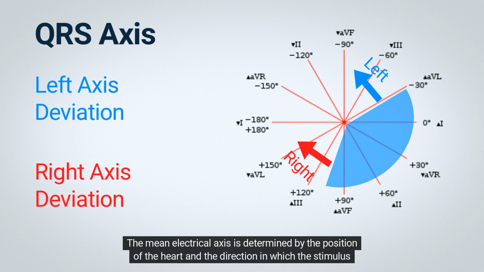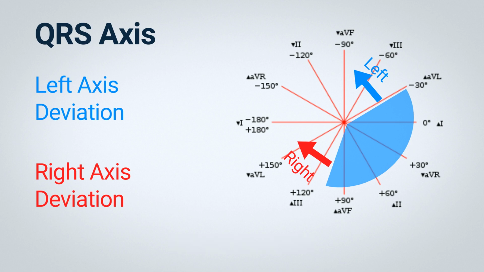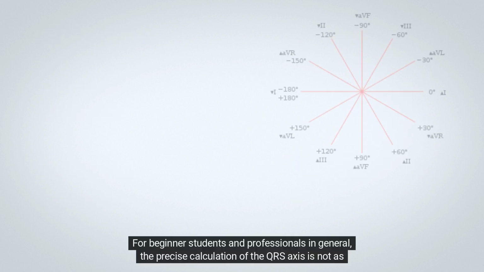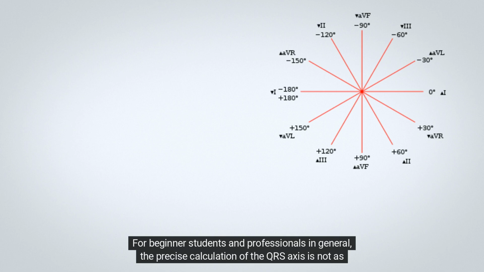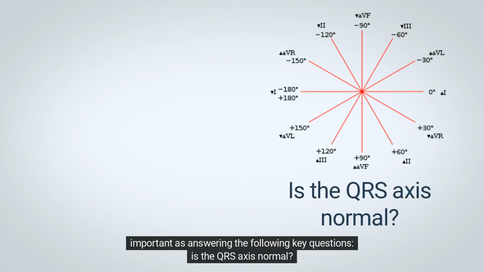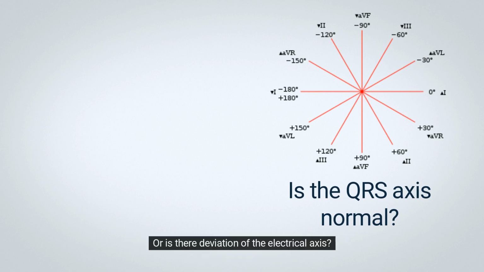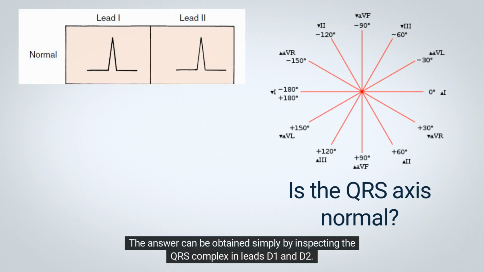The mean electrical axis is determined by the position of the heart and the direction in which the stimulus spreads through the ventricles. For beginner students and professionals in general, the precise calculation of the QRS axis is not as important as answering the following key questions. Is the QRS axis normal? Or is there deviation of the electrical axis? The answer can be obtained simply by inspecting the QRS complex in leads D1 and D2.